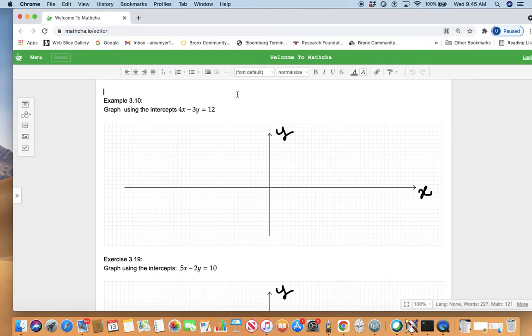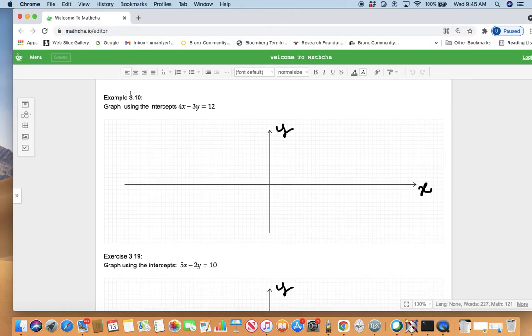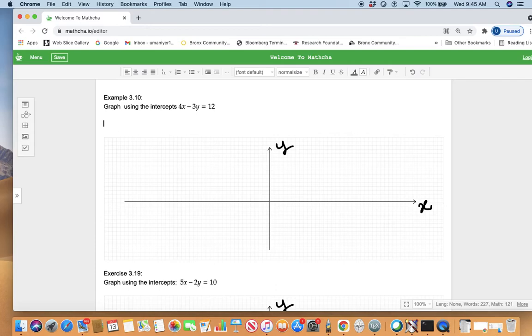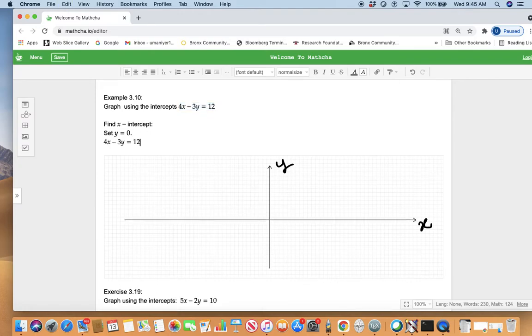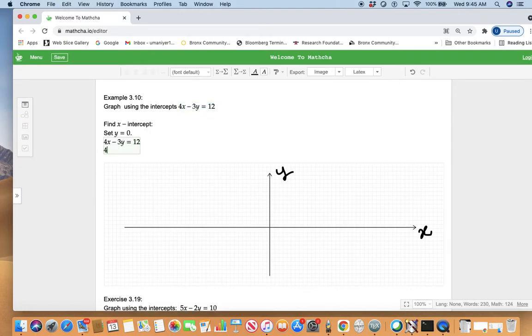Welcome back. Let's start with example 3.10. Graph using intercepts. So we first find the x-intercept. To find the x-intercept, set y equals 0 in the given equation. So that's your equation. You want to set y equals 0.